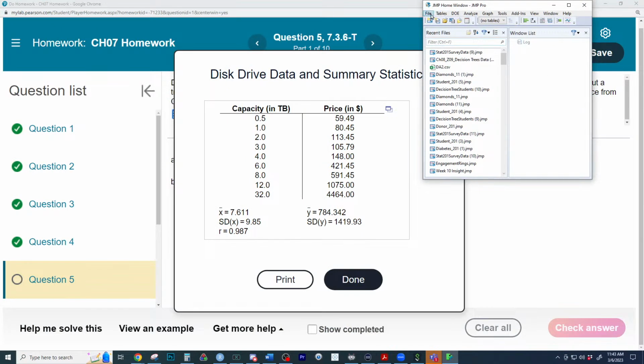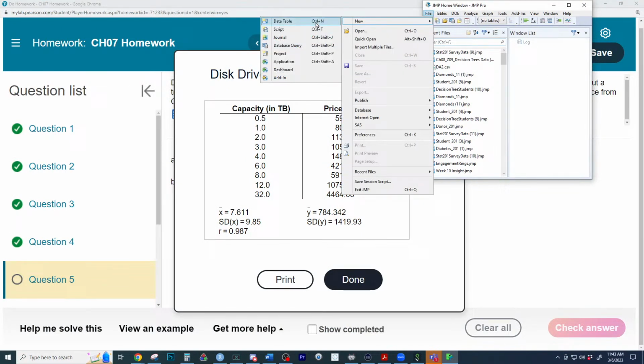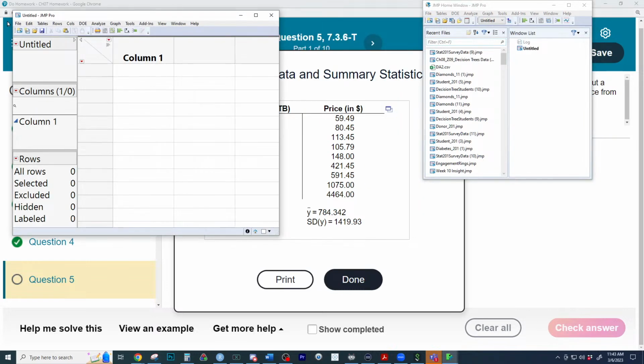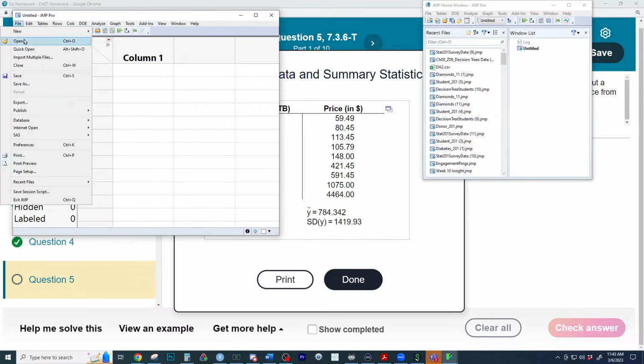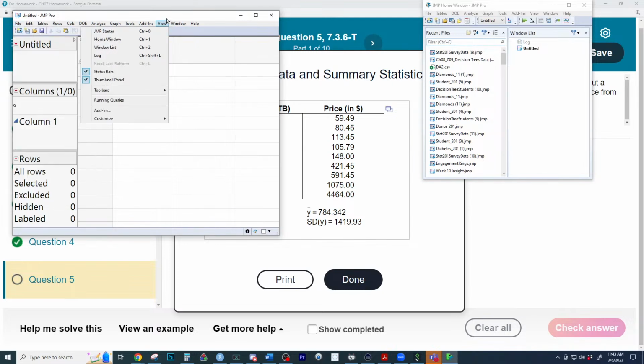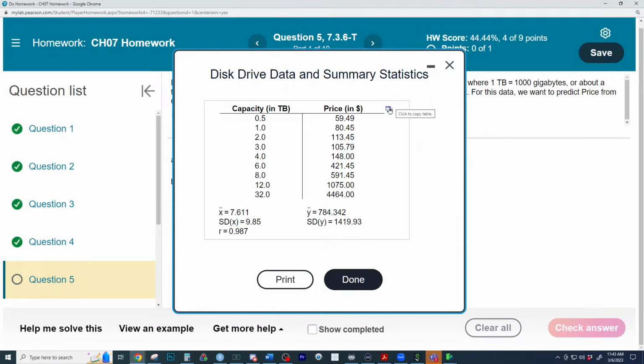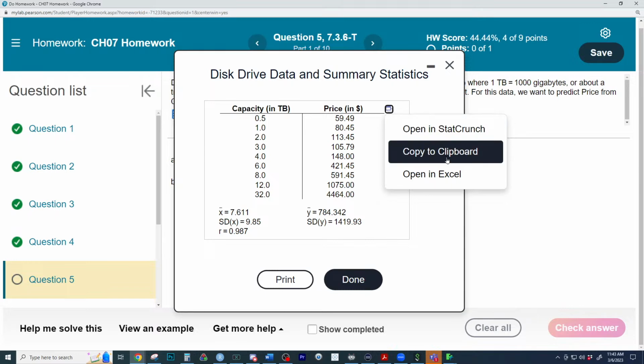Once you get JMP opened up, you want to go to File, New, Data Table. That's up at the top, and if you're on a Mac, it'll be at the top of the screen up here. You can be anywhere inside JMP and go to File, New, Data Table. It's also Control N or Command N on a Mac. Control N is a quick key, so you can just hit Control N and you get a new one. Little quick thing right there to help out. But now we're going to go here, go to Copy to Clipboard.